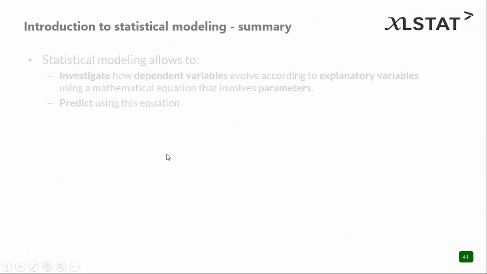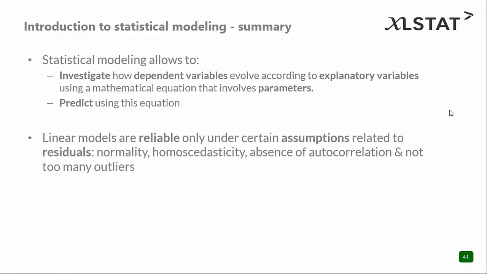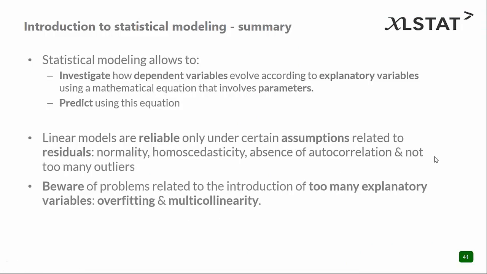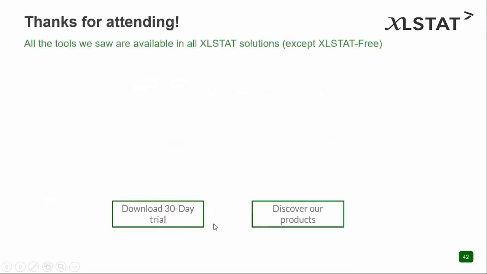So in summary, statistical modeling allows to investigate how dependent variables evolve according to explanatory variables using a mathematical equation that involves parameters. You can also predict using this equation. Linear models are reliable under certain assumptions related to residuals. And beware of problems related to the introduction of too many variables such as overfitting and multicollinearity. And according to variable types, different models are available. Check out our guide online.